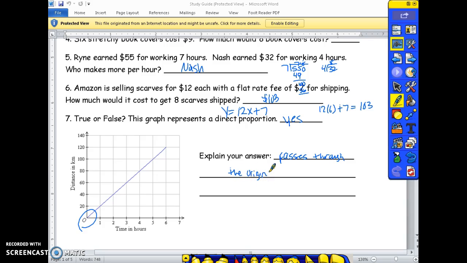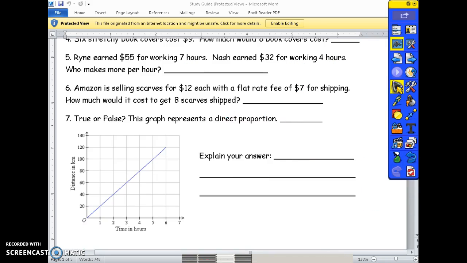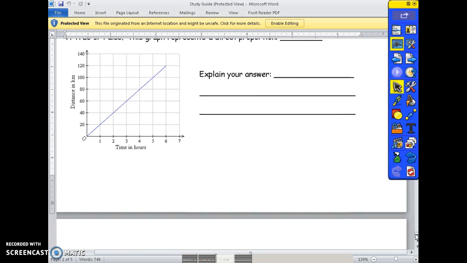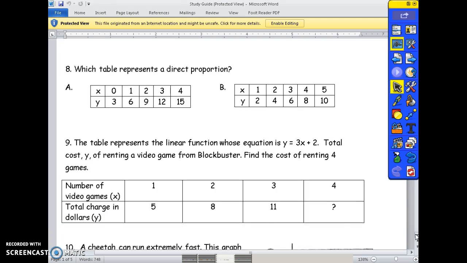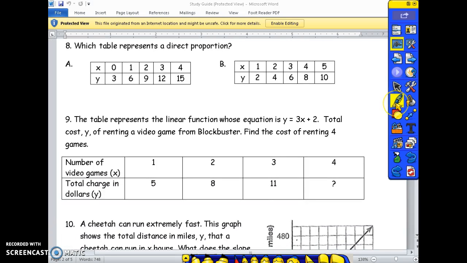And number 8, we have a table that we need to figure out which one passes through the origin. Well, when we look at A, when x is 0, y is 3. So it automatically cannot be A because this cannot pass through the origin. For B, we're changing 4 minus 2 over 2 minus 1. That is 2 over 1, which is 2.